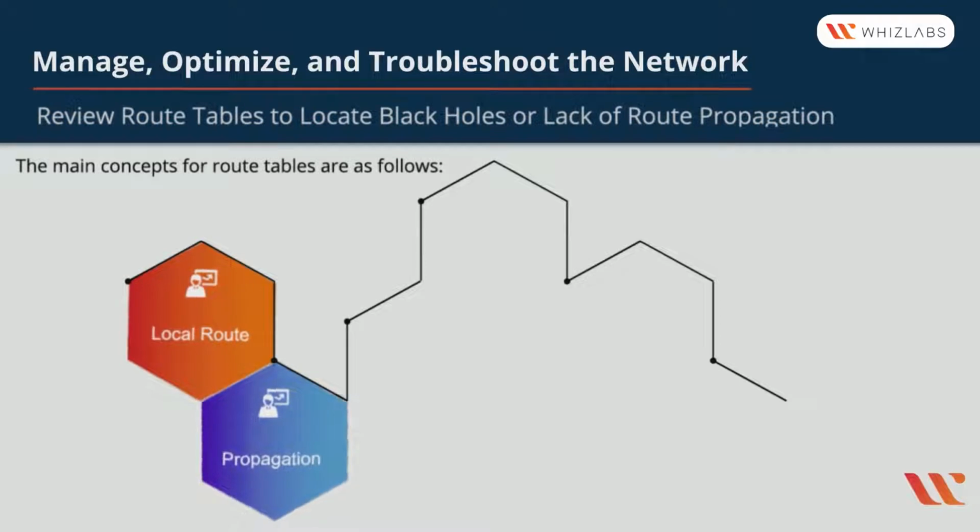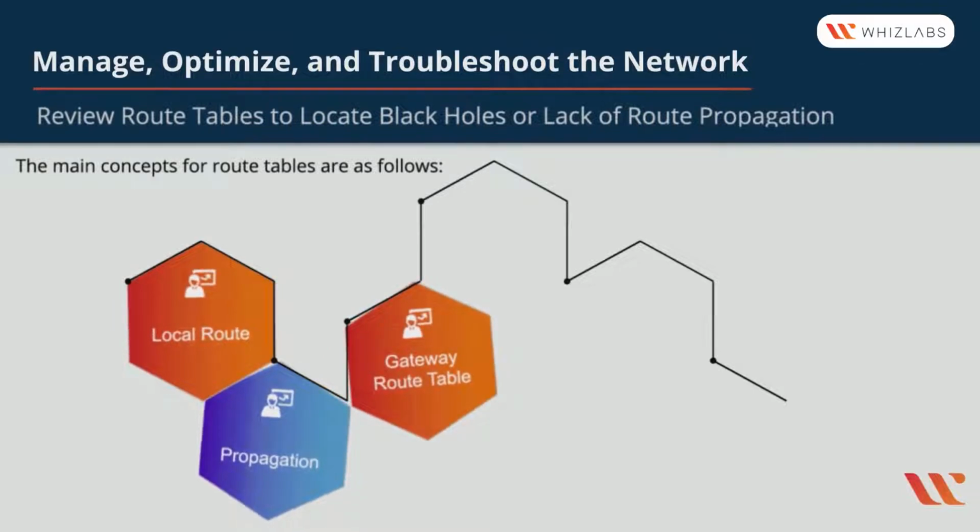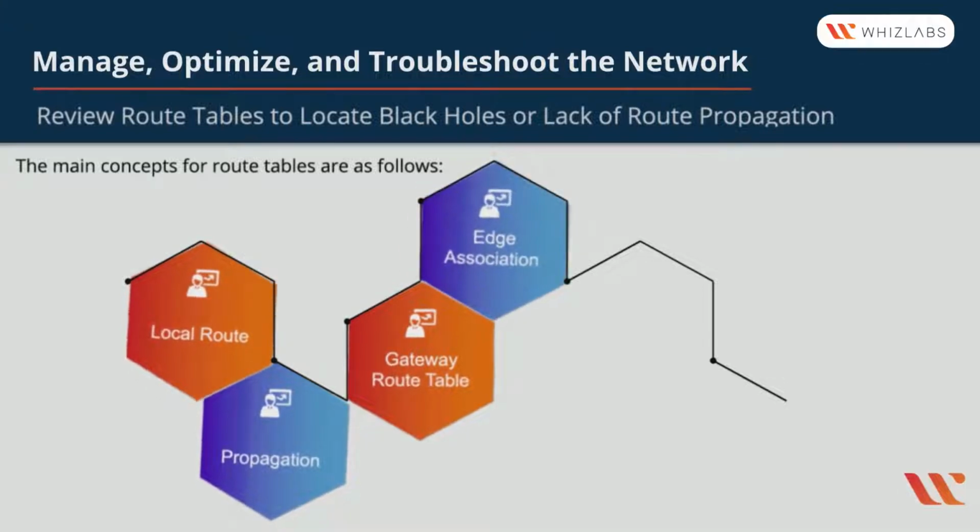Propagation. Route propagation is basically a process by which a virtual private gateway propagates routes to the route tables automatically. You won't have to manually enter the VPN routes into your route tables as a result of this. Gateway route table. It is a route table connected with an internet gateway or virtual private gateway. Edge association. A route table is used to direct inbound VPC traffic to an appliance. You specify the network interface of your appliance as the target for VPC traffic and associate a route table with the internet gateway or virtual private gateway.